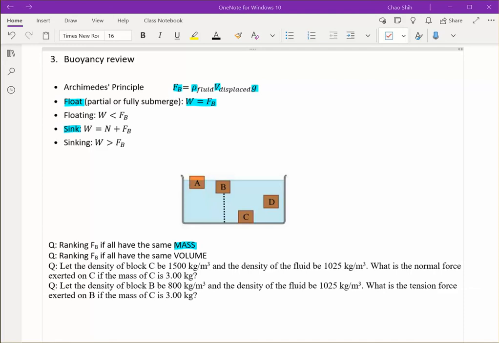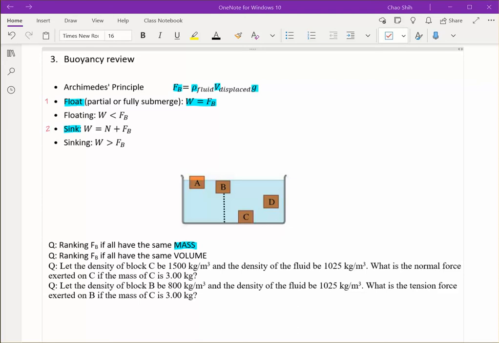So just based on this, let me write this down with a different rule. Let's say this is 1 and 2. Most of the time we look at a static situation. If there's floating or sinking, then we can ask you to find the acceleration as well. So just think about 1 and 2.